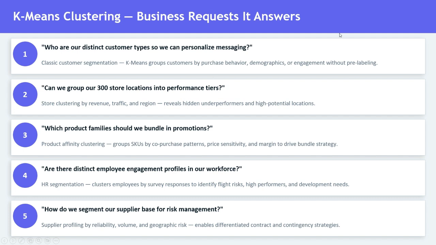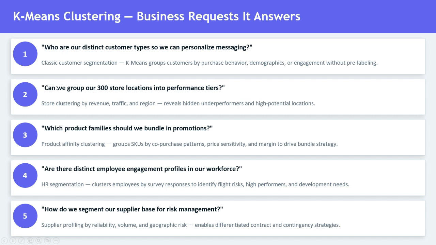So what business requests or what business use cases exist for K-means clustering? So here's example number one. Who are our distinct customer types so we can personalize messaging, right? Classic customer segmentation. K-means groups customers by purchase behavior, demographics, or engagement without pre-labeling. How we decide to categorize these customer bases is strictly up to the analyst, but there's usually a tiered hierarchy system, right? We have our preferred customers, or they have silver or platinum or diamond membership, and so you've experienced these before in the real world.